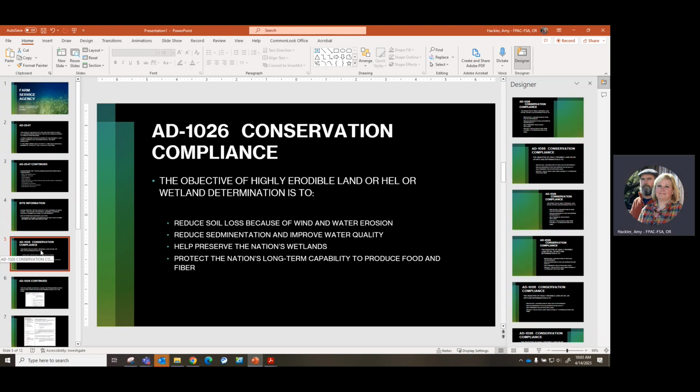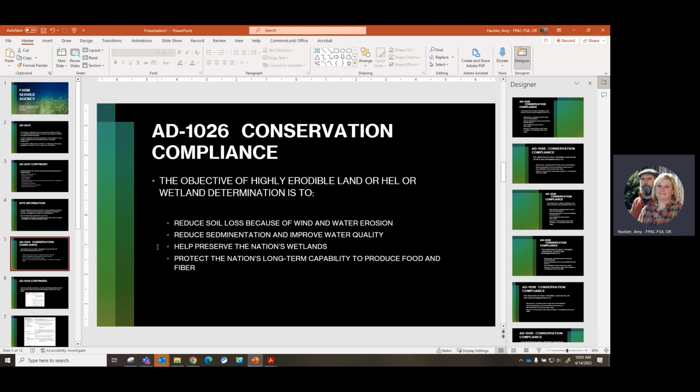The AD 1026 is for highly erodible land and wetland determinations. So if you're out there tilling the soil, disturbing the land, and planting hemp, then this form will be filled out in a certain manner. If you're planting in greenhouses or industrial buildings, that form will also be filled out in a different way. So this will be the most complicated form you have in your packet.